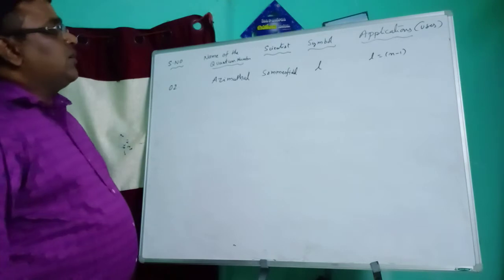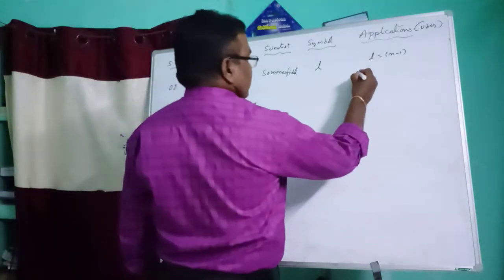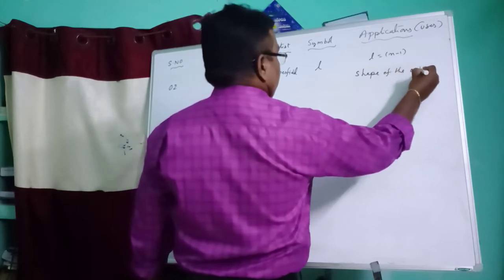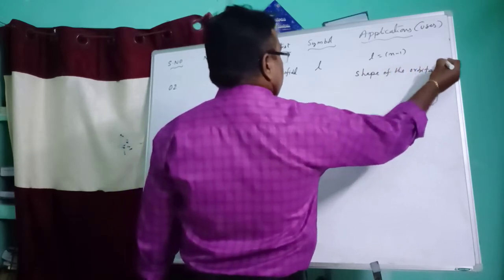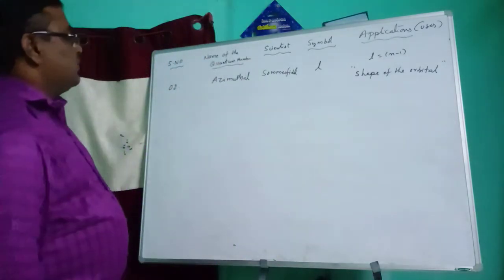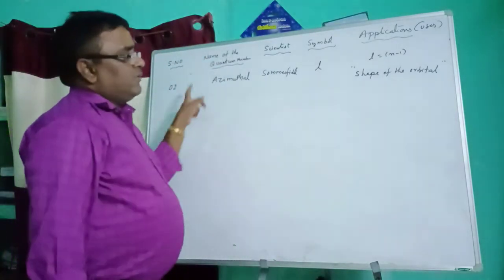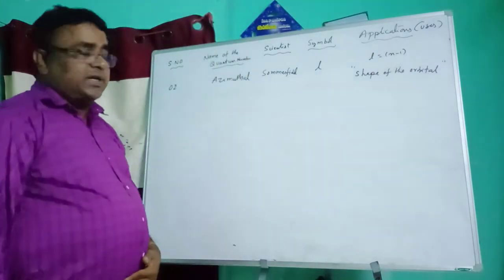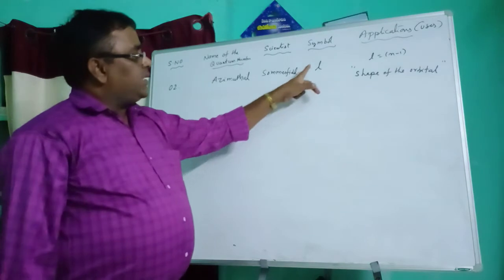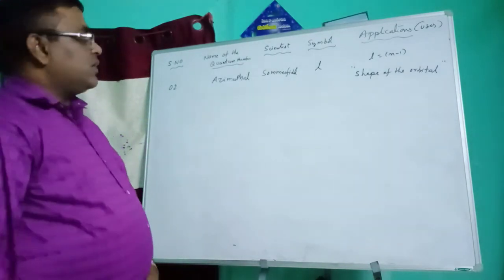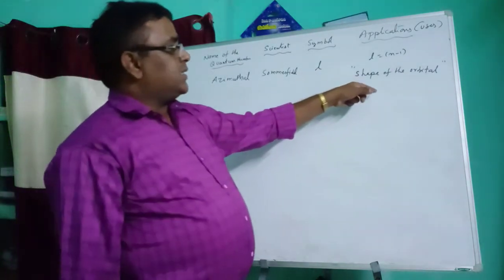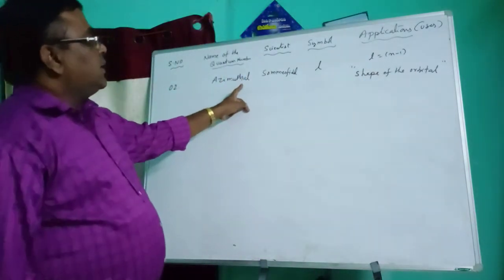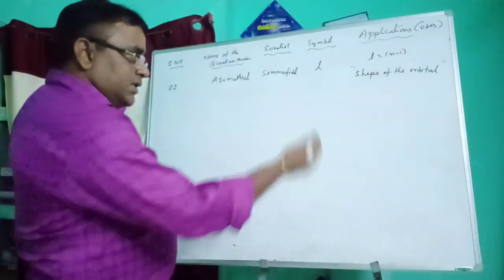Azimuthal quantum number mainly represents the shape of the orbital. What is the definition of azimuthal quantum number? The number which represents the shape of the orbital is known as azimuthal quantum number. It was discovered by Sommerfeld. Symbol is l, and l is equal to n minus 1.